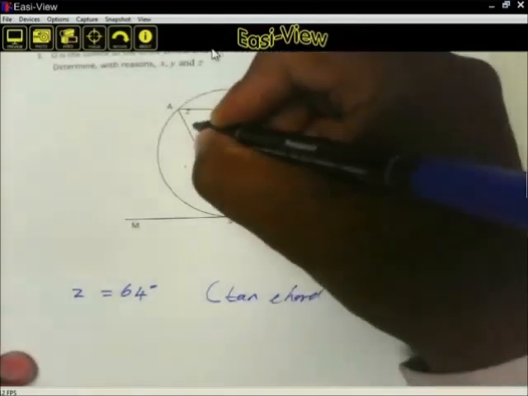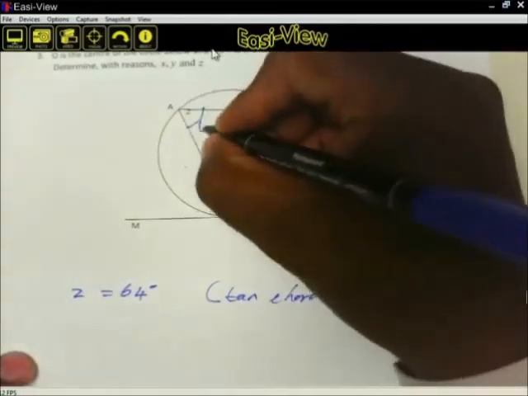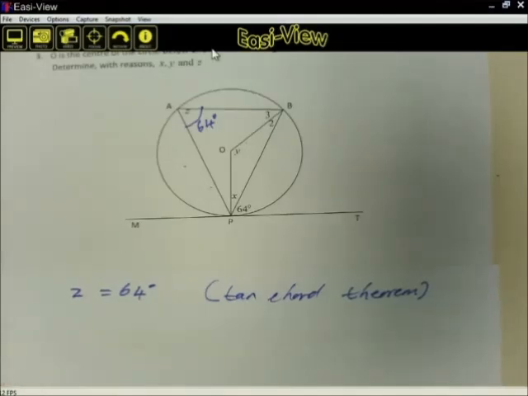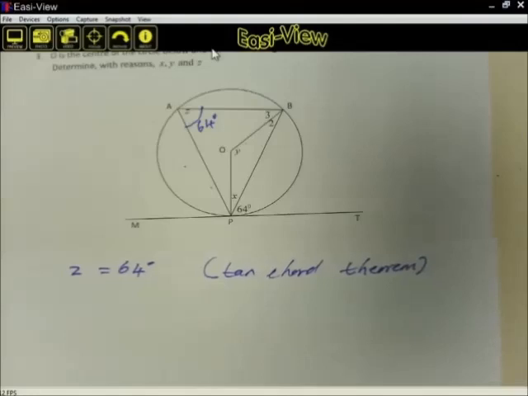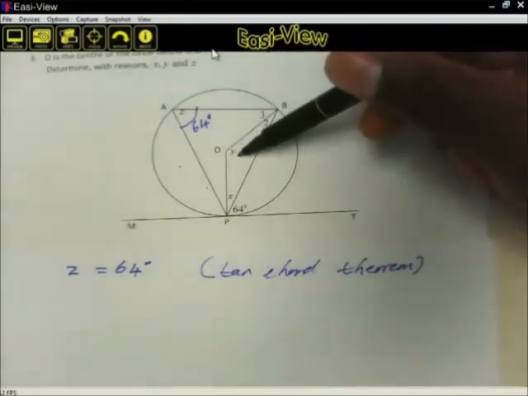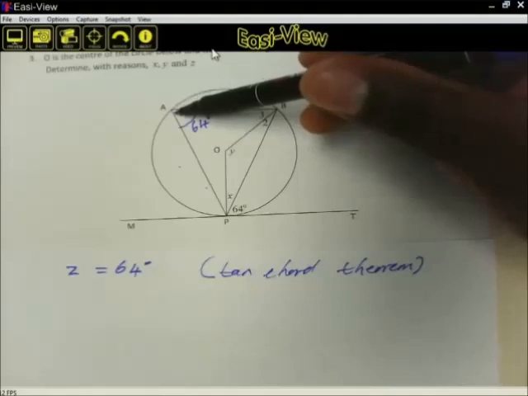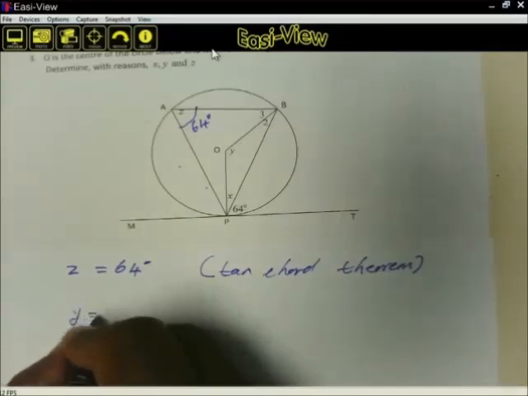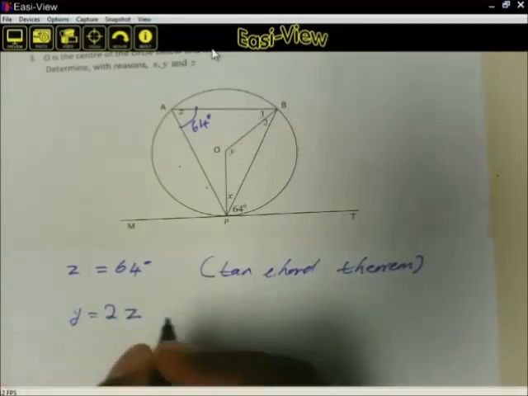Now we've got the value of Z: Z is 64 degrees. It is always advisable to mark the angles that you have calculated. Indicate them on the diagram. X is covered. Let's check Y. What is the relationship between Y and Z? Y is an angle at the center. Z is an angle on the circumference of the circle. There is a theorem that states the angle at the center is twice the angle at the circumference of the circle. So we say Y is equal to twice Z.